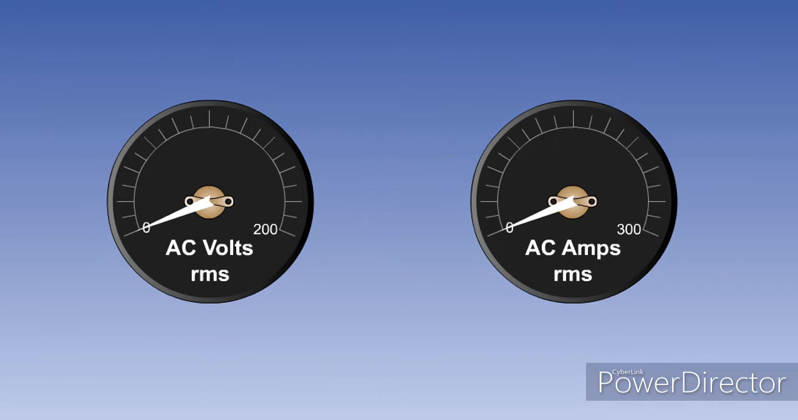Most AC supply values are given in RMS terms. Ammeters and voltmeters measuring AC are normally calibrated in RMS values.